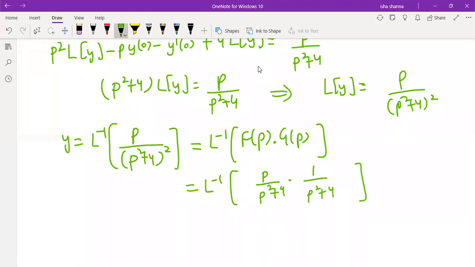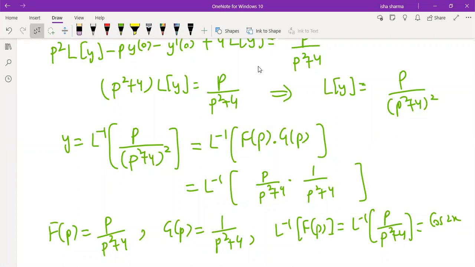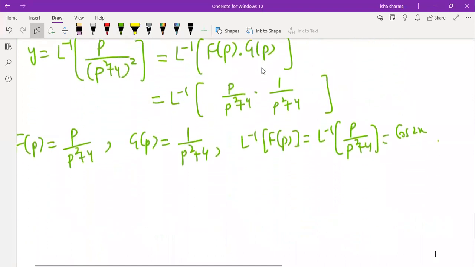Because in the numerator there is p, I have split it up like this: p over p square plus 4 into 1 over p square plus 4. So this Fp is p over p square plus 4, and this Gp is 1 over p square plus 4. What is L inverse of Fp? This is L inverse of p over p square plus 4, which we know is cos 2x. And now the next one is Gp.